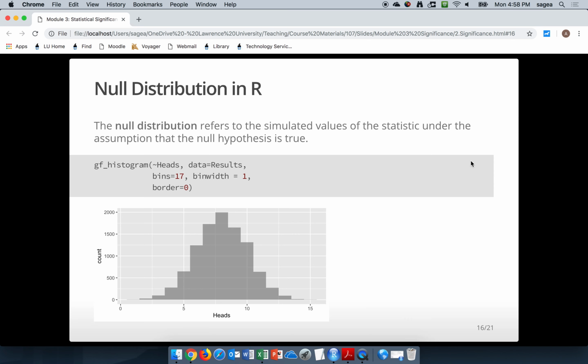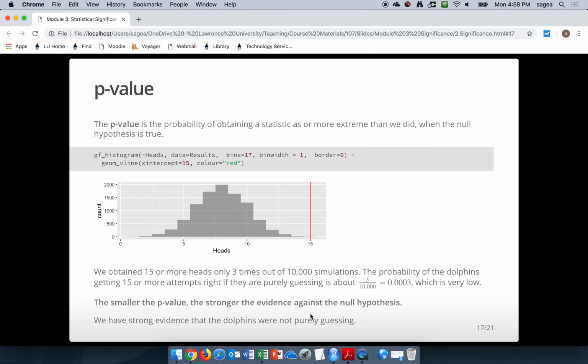Here, I've done 10,000 simulations of sets of flipping a coin 16 times and recording the number of heads. We see that most commonly we get 8 heads. Sometimes we get 10 or more, or 5 or fewer. It's very unlikely that we would have gotten 15 or more heads when we flipped a coin 16 times. Graphing that line at 15 shows that it's way off to the right, not consistent with the general values that we were getting by flipping the coin.